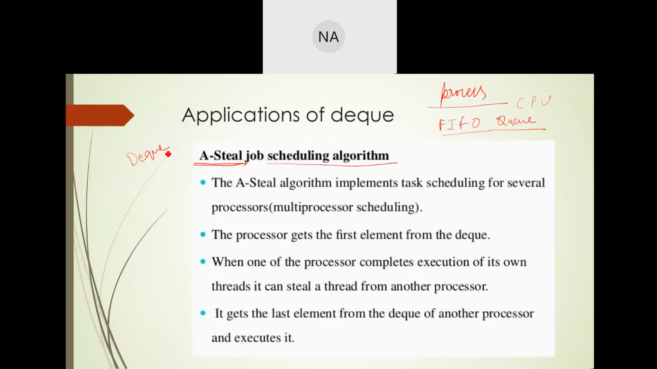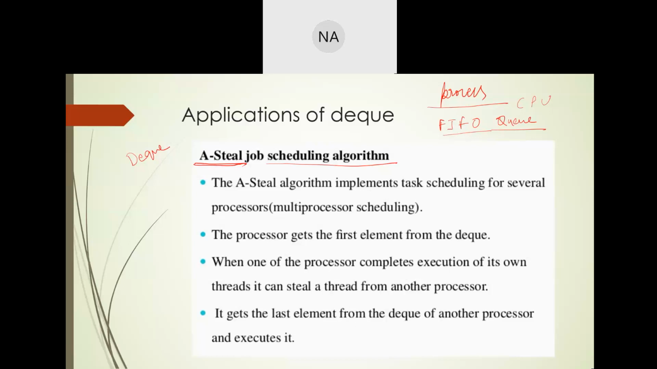Okay, because in the FIFO scheduling algorithm, the processes are inserted only at one end and deleted from the other end. That is, when a process is submitted, it is inserted at the rear end, and when the CPU becomes free and requires some process for execution, the process which is at the front end of the queue is deleted and allocated to the CPU, right? So this is the FIFO scheduling algorithm.